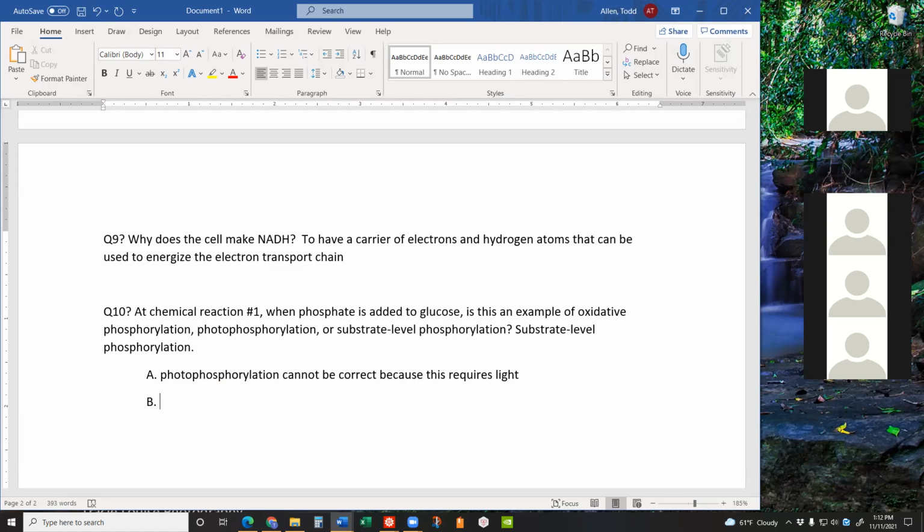And oxidative phosphorylation, I will admit, is a little bit more of a sticky thing to understand. But basically, oxidative phosphorylation is something that takes place at the electron transport chain. And right now, in our conversation of aerobic cellular respiration, we're not talking about the electron transport chain. We're talking about glycolysis. So by process of deduction and by elimination, the only reasonable answer and the correct answer is substrate level phosphorylation.